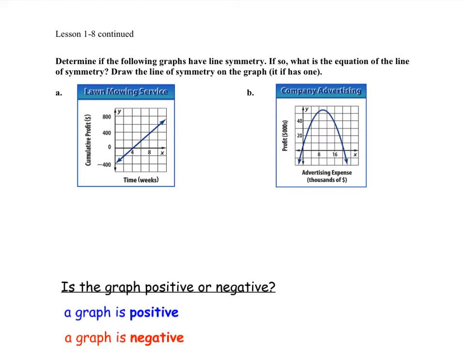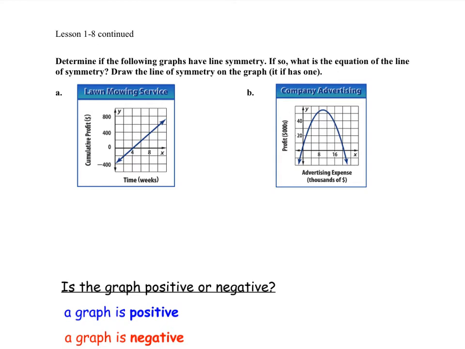Okay, on the next page, you're supposed to determine if the following graphs have line symmetry. If so, what is the equation of the line of symmetry? Draw the line of symmetry on the graph, if it has one. So for part A, we have a lawn mowing service. It's comparing time in weeks with the cumulative profit. And so symmetry, can we draw a line anywhere on the graph where if you fold it, it lies on top of itself? The answer is no.